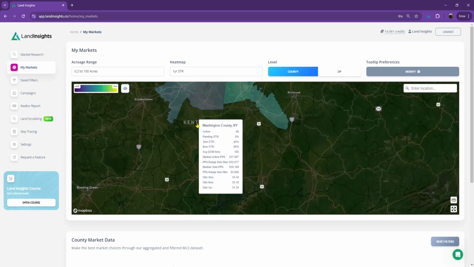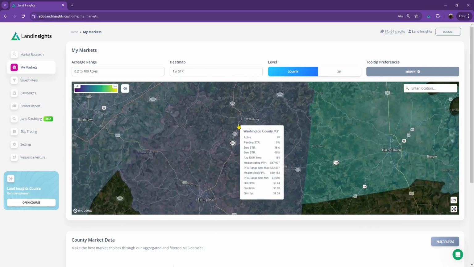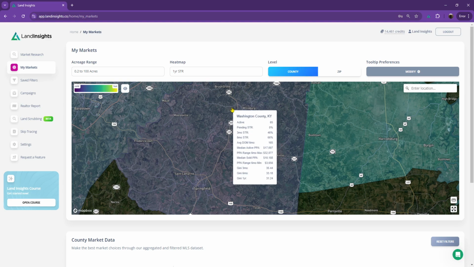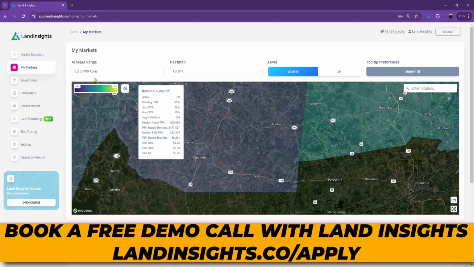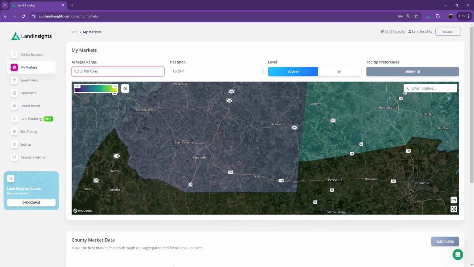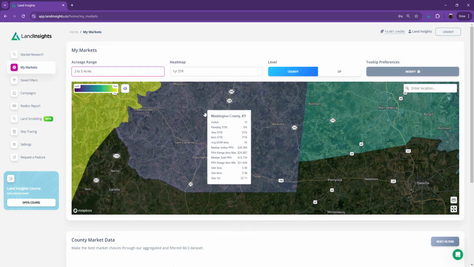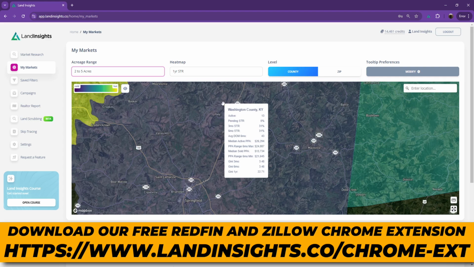And so I'm just going to zoom in. I'm going to ignore the heat map altogether, and I'm just going to look at one county at a time. So in this county, Washington County, Kentucky, for example, I don't want to be looking at 0.2 to 100 acres. Maybe I'm trying to subdivide. Let's start at 2 to 5, because I just want to look at the smallest acreage range and move up. But I really don't like dealing with things less than 2 acres.